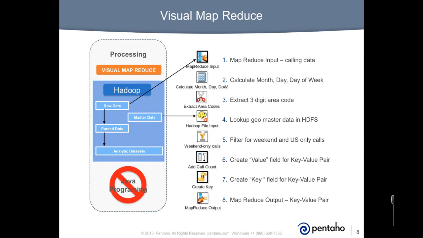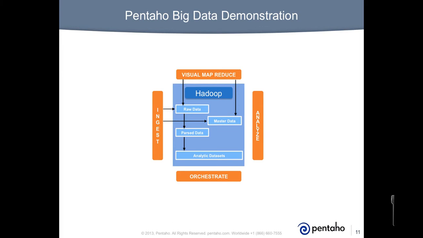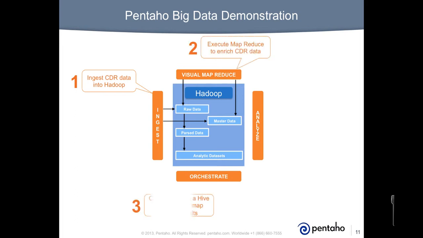Suppose your requirements call for these 8 processes to transform and enrich your data. In this example, Pentaho's drag and drop ETL design environment is used to visually create a transformation that is run as a native MapReduce application distributed across the Hadoop cluster. In this short demo, you'll see how to use Pentaho to ingest CDR data into Hadoop, execute MapReduce to enrich the CDR data, create and load a Hive table with the MapReduce results, and perform analysis on 10 years of data.